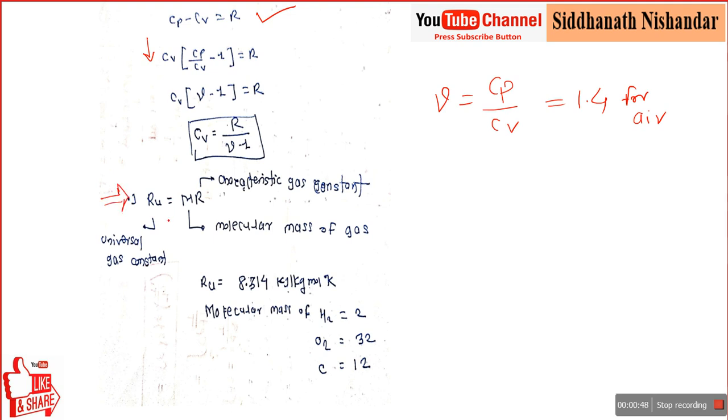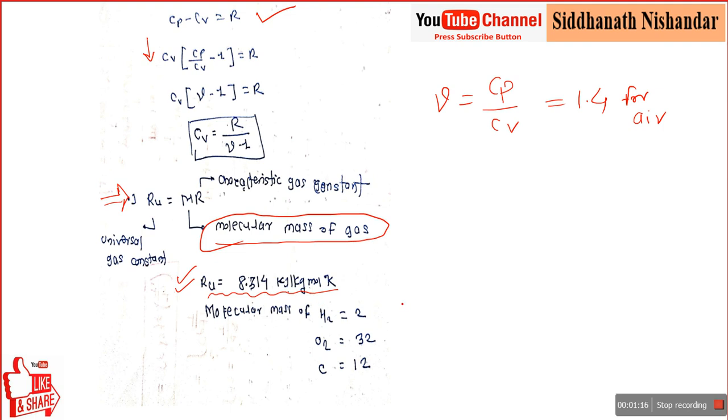Another very important formula we use: Ru, the universal gas constant, is equal to M times R, where M is the molecular mass of the gas and R is the characteristic gas constant. The universal gas constant is the same for any gas. It is around 8.314 kilojoule per kg mole Kelvin. We must remember this formula; they are not given. This is a standard value, so remember it.